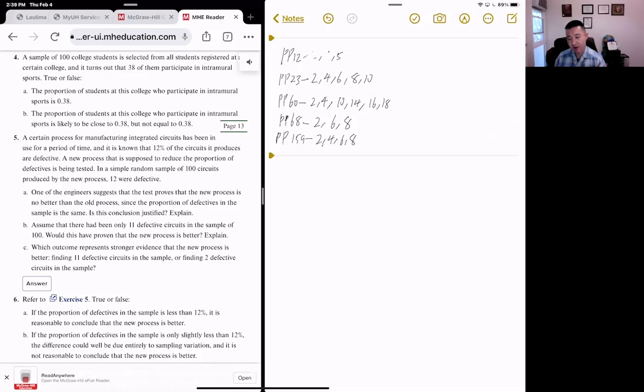Again, we're going to learn how to answer this type of question in chapter 5, which is confidence interval. For example, we are 95% confident or 90% confident that the new proportion will be somewhere between a certain range. But for now, with this information, we cannot draw that conclusion, whether the new process is better or not.